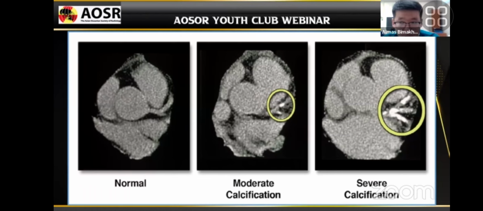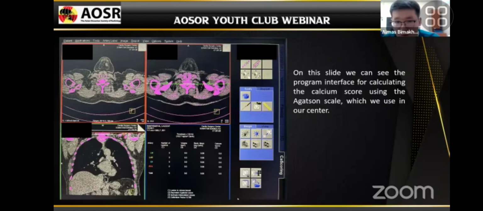So here we can visually see the type of calcification. If this Agatston score is equal to 0, it's normal, as in the first photo. In the second, it has moderate calcification, and in the third photo, I mean, we have Agatston score more than 400.